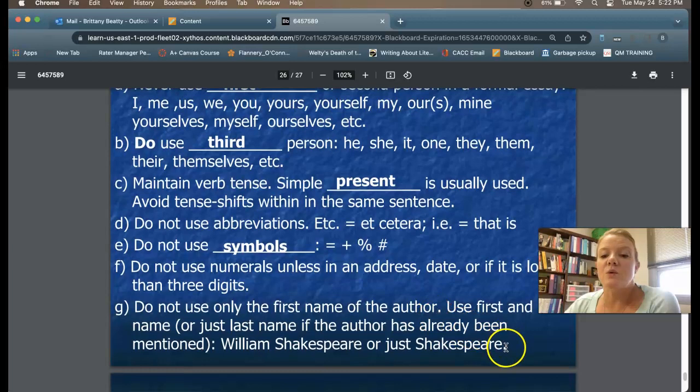Another thing that you're really going to focus on more in English 102 is that you don't ever use just the first name of an author. You always use first and last name or just the last name. So if you're writing a paper on something that you read from William Shakespeare, you would say William Shakespeare or Shakespeare. You would not just say William.